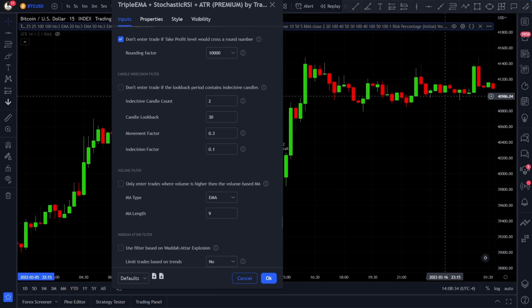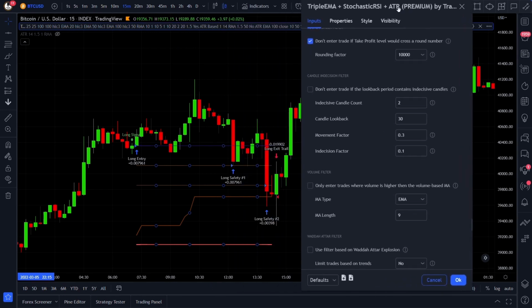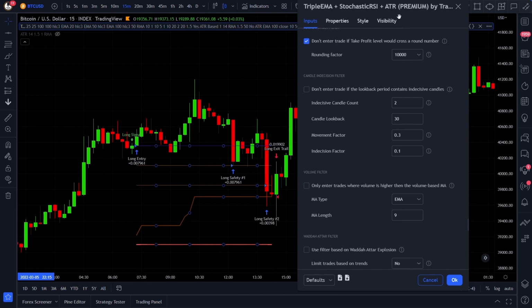With the indecision candle filter, you can filter out entries near these candle formations. As a result, the strategy can avoid entering into trades in sideways price action periods. Now let's see how we can set up this filter. With the candle lookback, you can set how far the strategy should look back for indecision candle pairs before the entry candle. The strategy in this interval will check for the indecisive candle pairs. Let's set this now to 30.